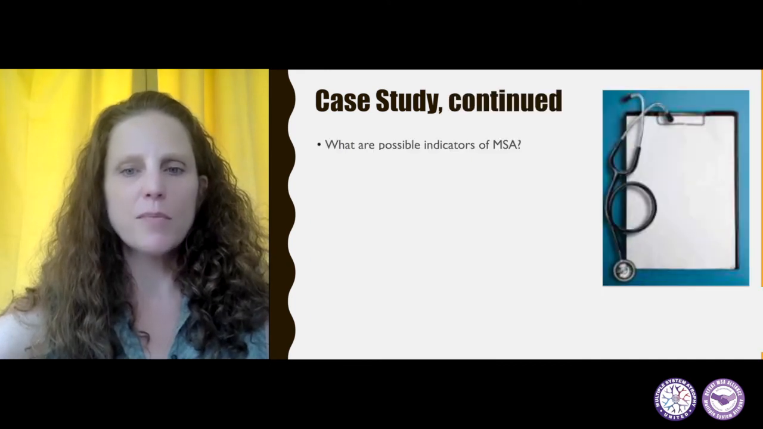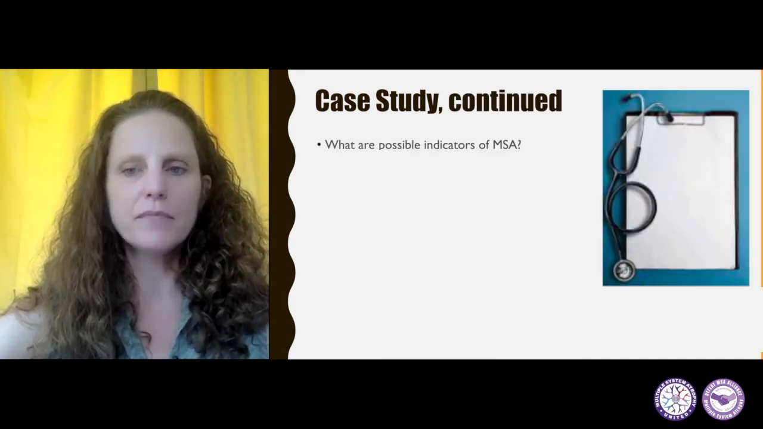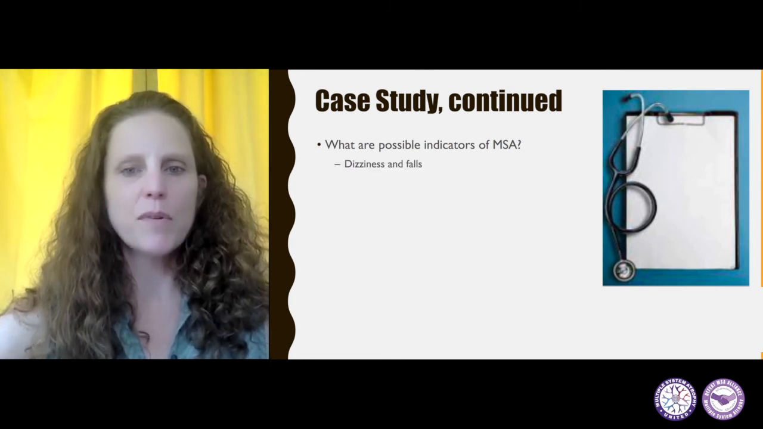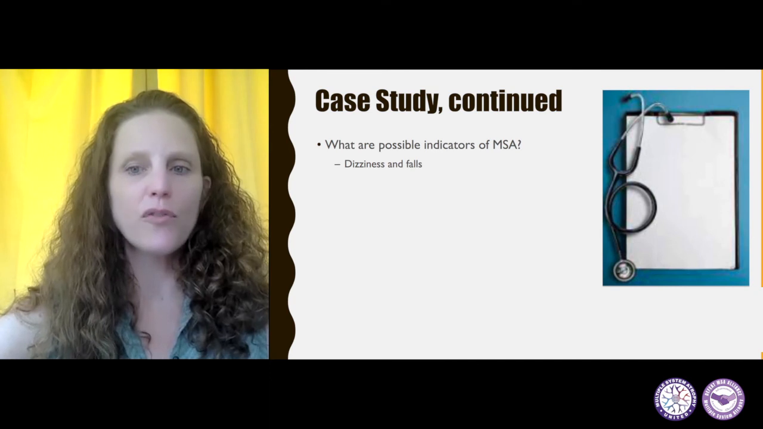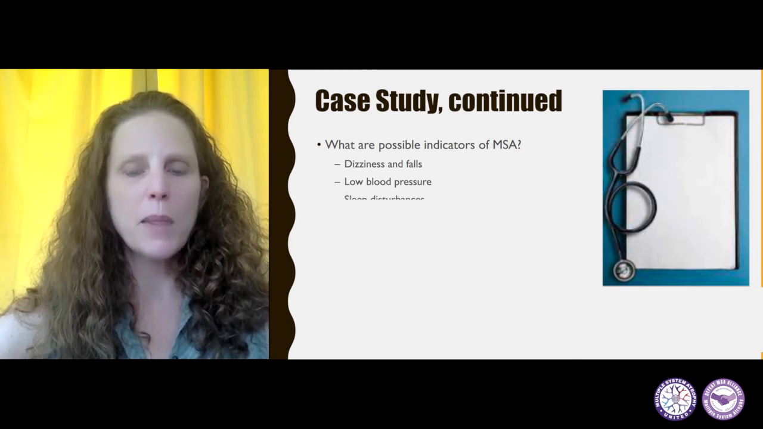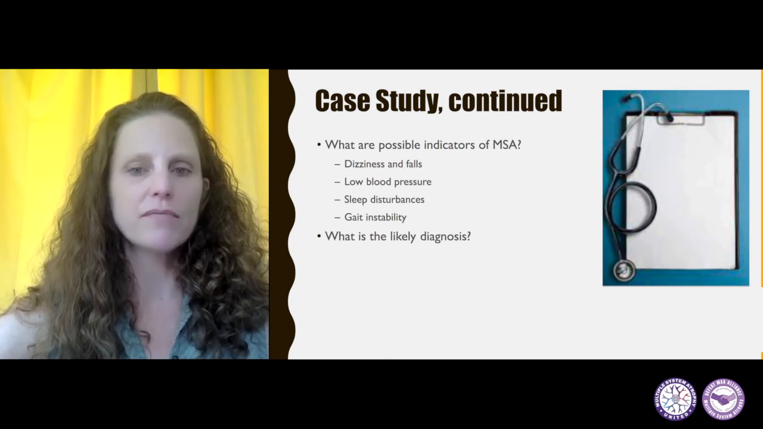So what are some of the possible indicators from this case study that Sheila may be in the early stages of MSA? She's been having dizzy spells and falls that have become more frequent. She's always had a relatively low blood pressure, but she has become symptomatic. The sleep disturbance sounds like REM behavior disorder. She's taken to using a cane due to gait instability. So what is her likely diagnosis?